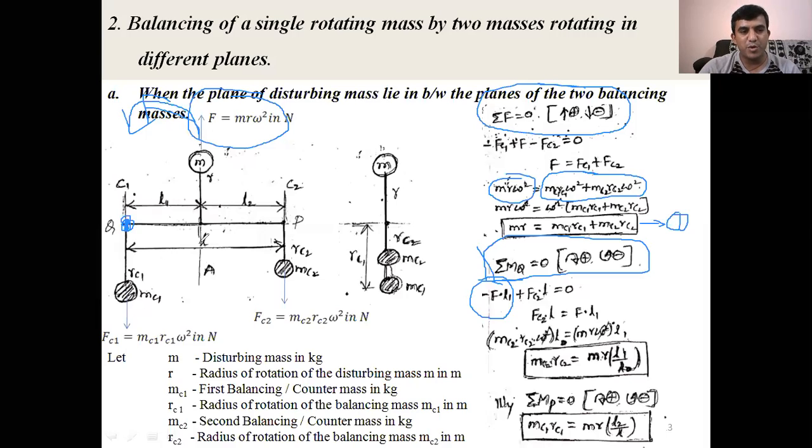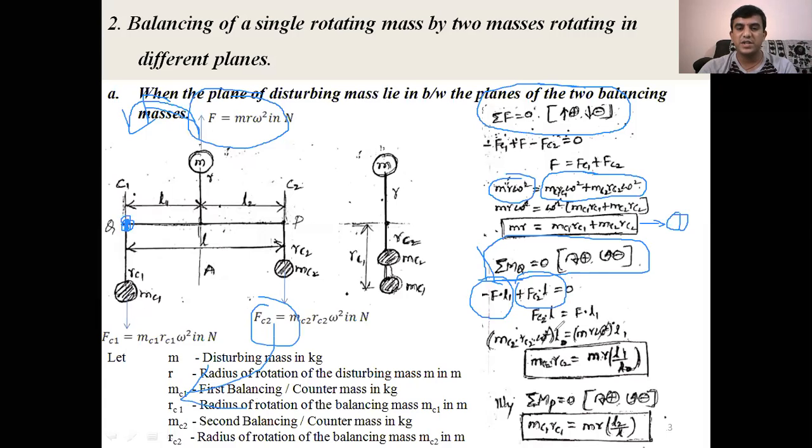At the same time, about point Q, what is Fc2? That produces a couple, Fc2 into the perpendicular distance, which is L, or L1 plus L2 you can take. What type of couple does that produce? With respect to Q, it is a clockwise couple. That's why Fc2 into L is a moment, and a plus sign comes into the picture because of the clockwise couple. That is equal to 0. Then Fc2 into L is equal to F into L1.